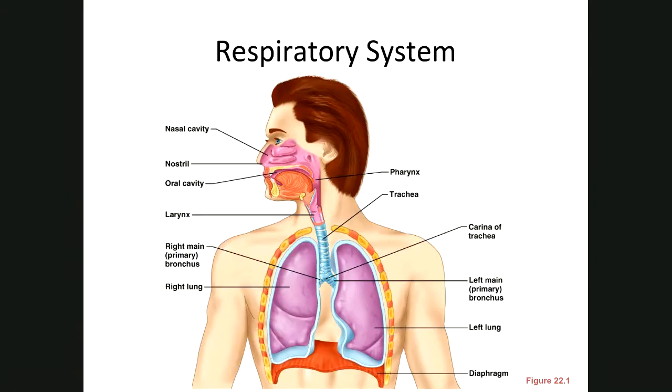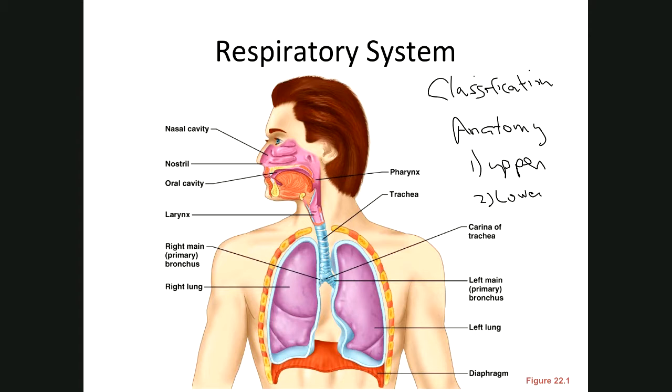If you look at the respiratory system, we can classify it into different parts. There's actually two classification systems, two ways to classify it. One is an anatomical classification system, and you should remember that anatomy is all about structure. If we use the anatomical classification system, it's basically two divisions: an upper respiratory division, or upper respiratory tract, and a lower respiratory division, or lower respiratory tract. Well, the dividing line is the larynx.